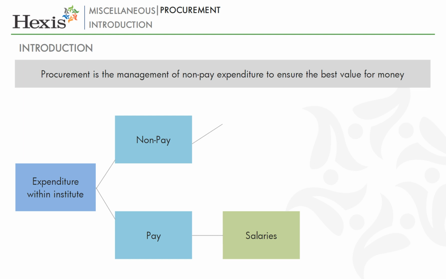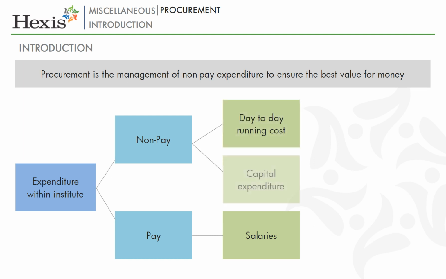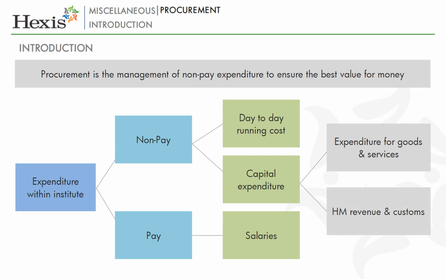Non-pay spend includes the day-to-day running costs of the institution as well as its capital expenditure. This expenditure can be further divided into that which is used to obtain goods and services from suppliers and other expenditure such as payments made to other educational establishments or to HM Revenue and Customs.